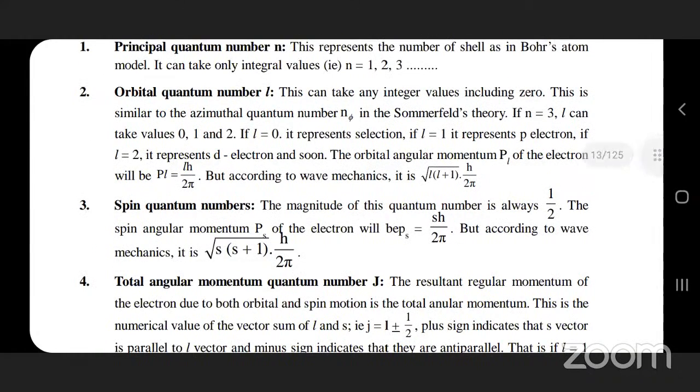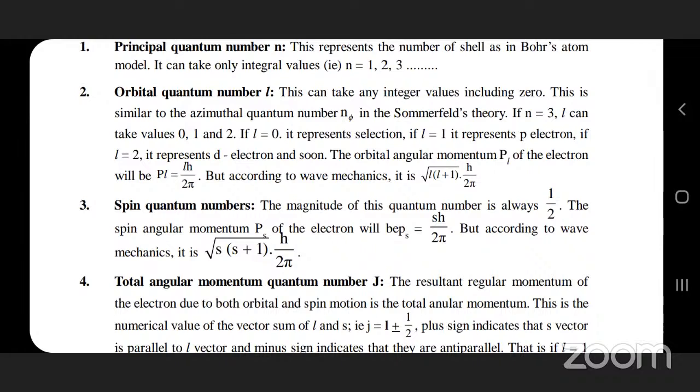Next, the orbital quantum number, denoted by small l, which can take any integer value including 0, is similar to the azimuthal quantum number n phi according to Sommerfeld's theory. For n equals 3, the l values are 0, 1 and 2. If l equals 0, it represents the s electron, if l equals 1 it represents the p electron, and if l equals 2 it represents the d electron, and so on.